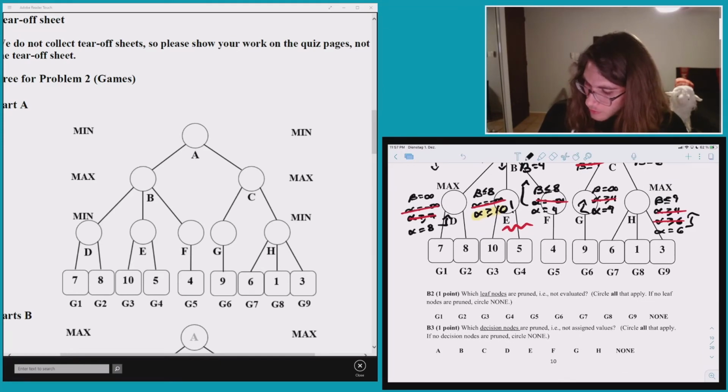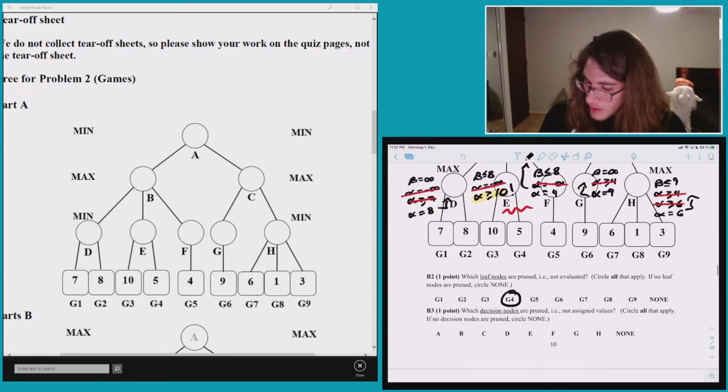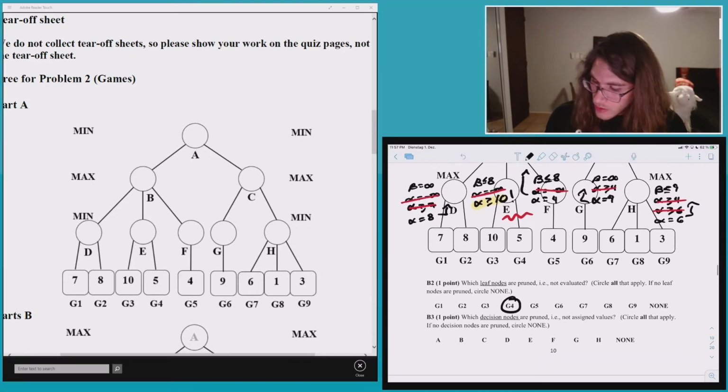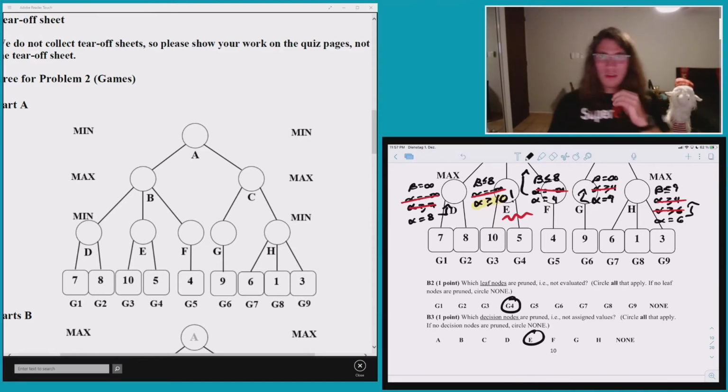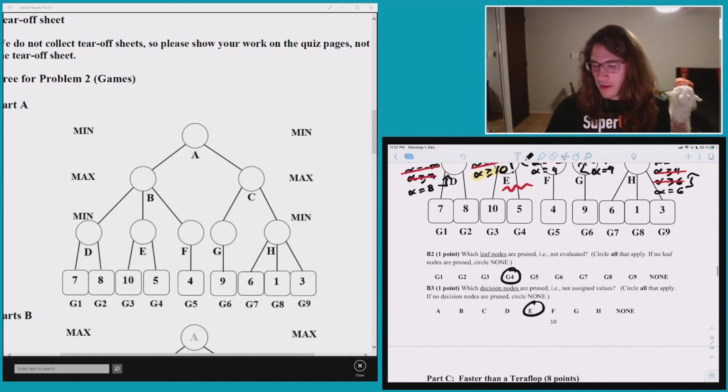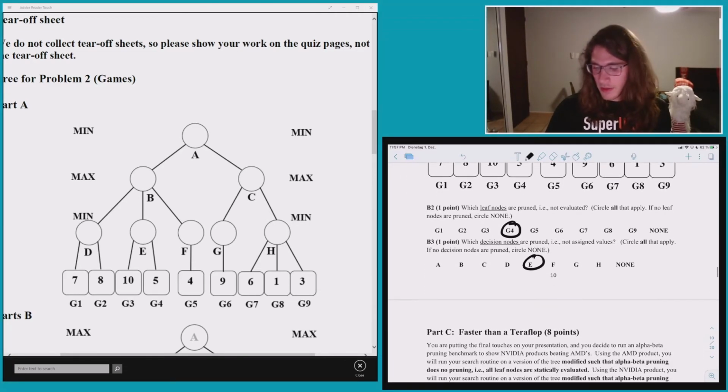Now we're asked which leaf nodes were pruned. That was G4. And which decision nodes were pruned, and that would be E, because we did not evaluate all the leaf nodes of E, meaning that the final value of E was never realized by the algorithm.